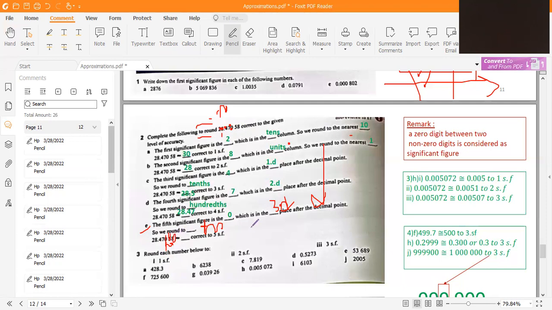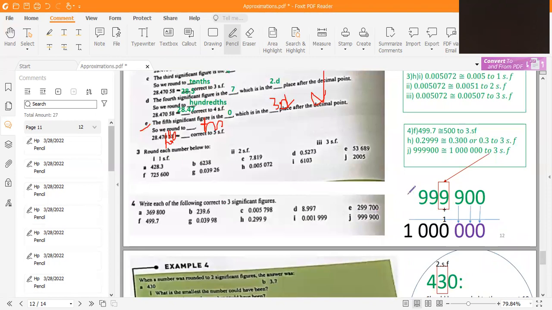Okay. So 28.4471 is the correct answer to the given number, to the fifth significant figure. You can remark that a 0 digit between two non-zero digits is considered a significant figure, as we said before. Okay, and you can continue exercise 3 by yourself.